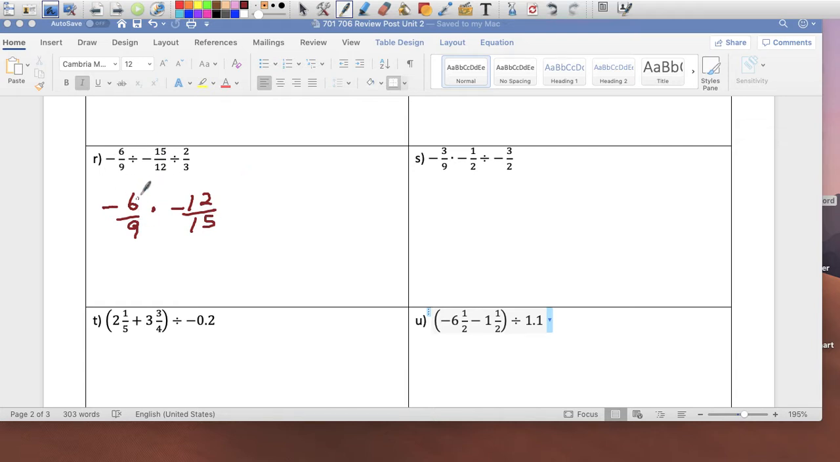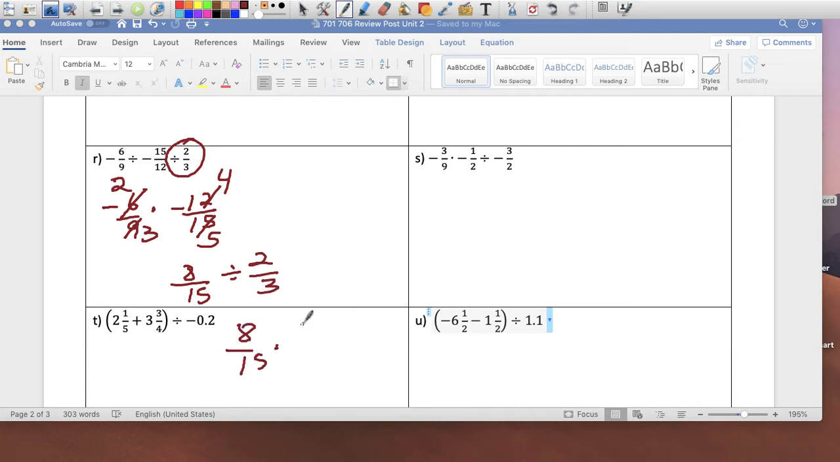And I can simplify things here, right? So I'm going to do 6 is 2, it's 5, it's 3, it's 4. So negative times a negative is a positive, so I'm going to get 8 over 15. Now I have to do this part here, divided by 2/3. 8 over 15 times 3 over 2, I can simplify, it becomes a 4, 1 becomes a 5, so I get my final answer.